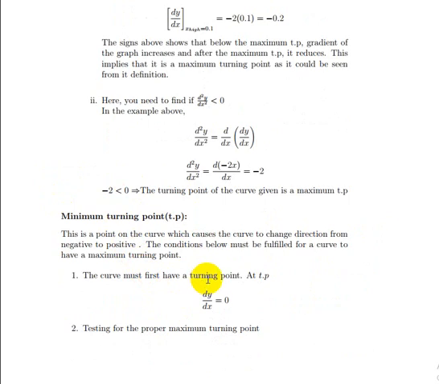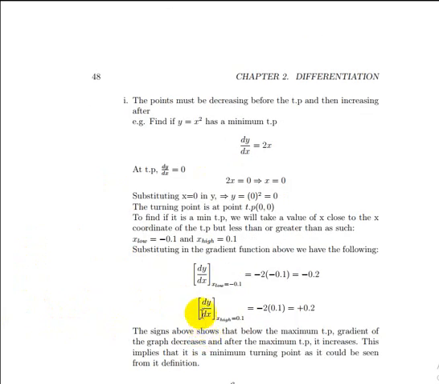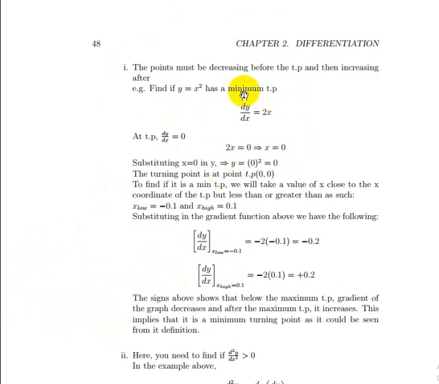So let's see now the minimum turning point. What's a minimum turning point? A minimum turning point is a turning point which causes the curve to change direction from negative to positive. In order to prove a minimum turning point, first you need to prove it's a turning point, and then you have to test if it's minimum or maximum. So how do you test for a turning point?